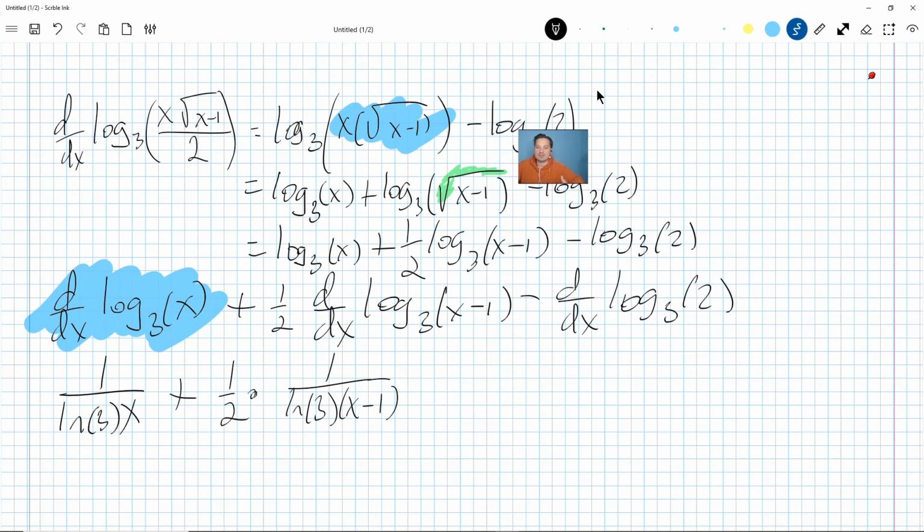It doesn't change anything. And for the last part, the derivative of this one right here, well, think about this. This is just a disguised form of a constant, so that derivative is 0, in other words, it just goes away. Which means that the final answer is this part right here.